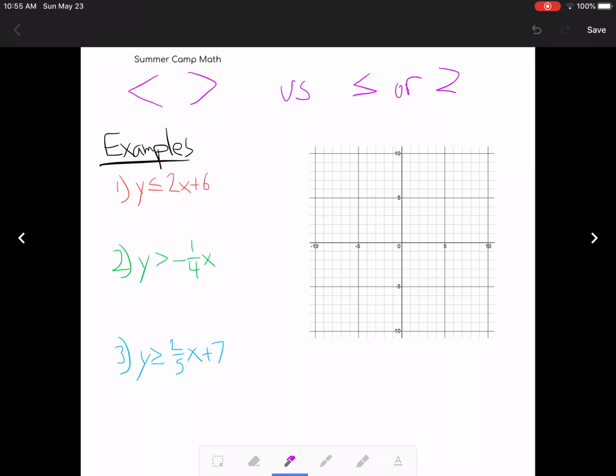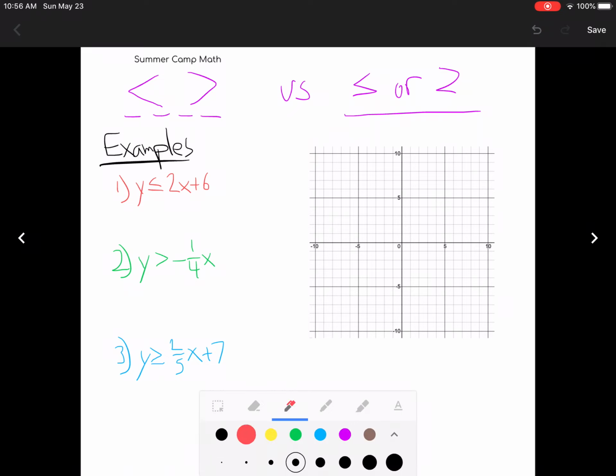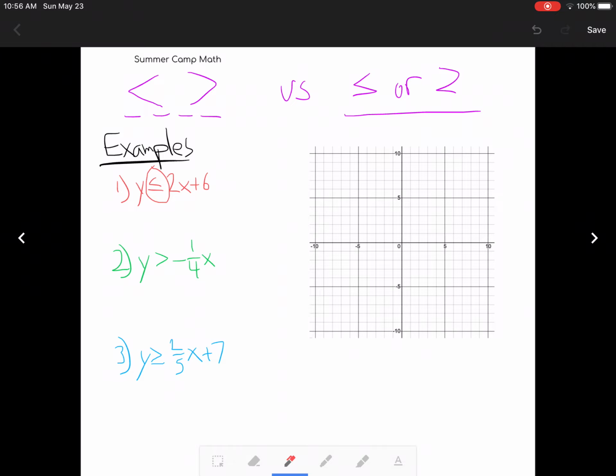When we're graphing and we have less than or greater than, our line is going to be dashed. But if we have less than or equal to or greater than or equal to, our line will be a solid line like that when we graph it. So for example, in number 1, I'm going to be using a solid line because this is less than or equal to. So when it comes to graphing, we'll graph it normally.